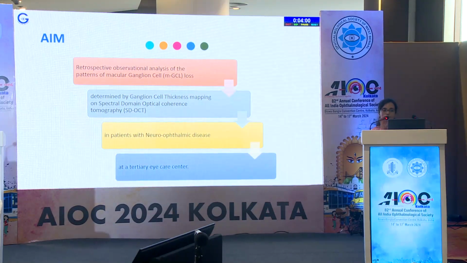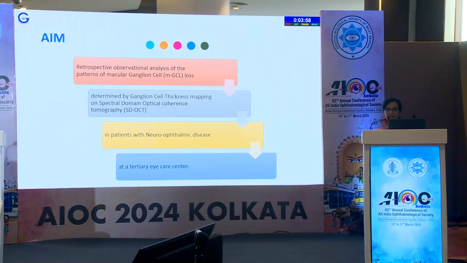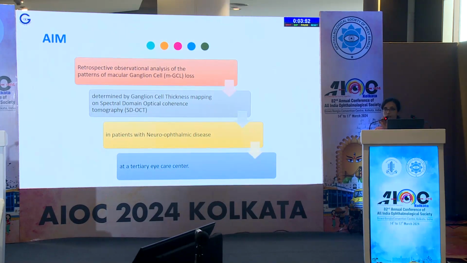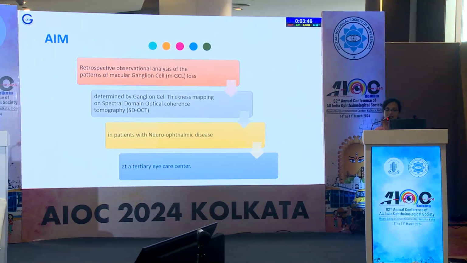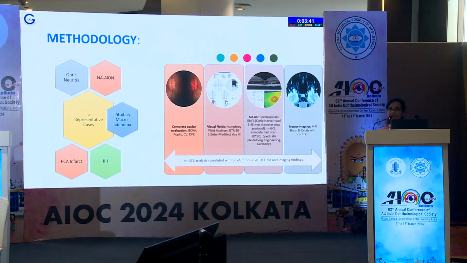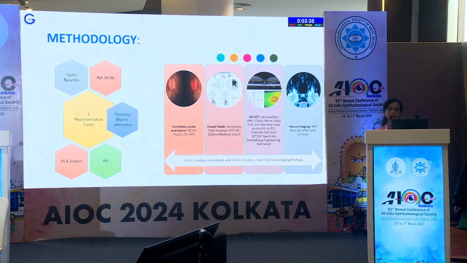So the aim of the study was to see if we are able to understand the pattern, if we are able to correlate the macular ganglion cell loss as seen on OCT with the neuro-ophthalmic findings and the visual field changes. And this was done in patients coming to a tertiary eye care center with neuro-ophthalmic disease. So we picked up retrospectively 5 cases of optic neuritis, non-arteritic anterior ischemic optic neuropathy, pituitary macroadenoma, idiopathic intracranial hypertension, and PCA infarct, and tried to correlate the clinical findings with the investigations, neuroimaging, and the macular GCL analysis as done on SD-OCT with a Heidelberg machine.